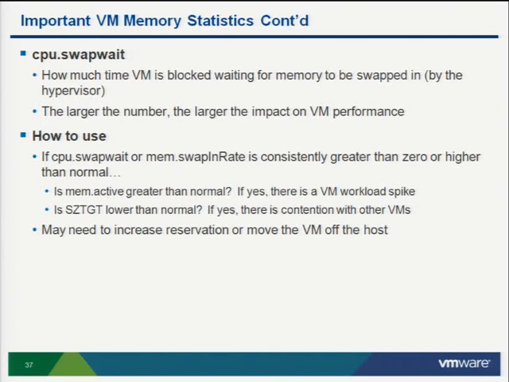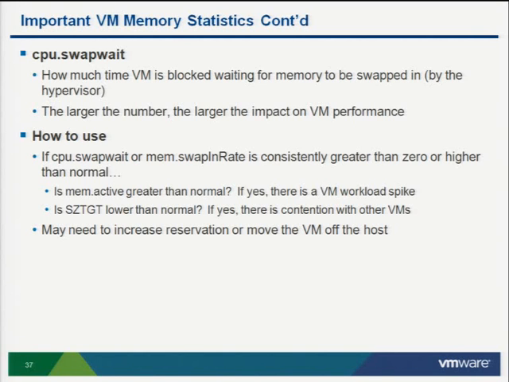The other one to monitor is CPU.swap-wait. This one's similar to swap-in rate, except swap-in rate measures megabytes, while this one measures time. So this tells you how much time the VM is spending waiting for a swap to come in from the hypervisor's swap file, or from the VM swap file. Obviously, the larger the number here, the higher the impact on that VM's performance. So, two good things to monitor: swap wait and swap-in rate.